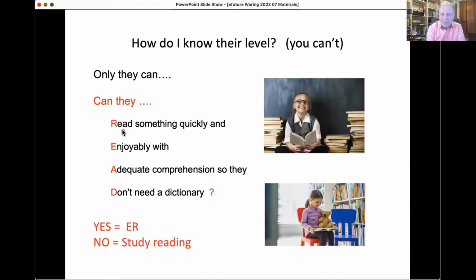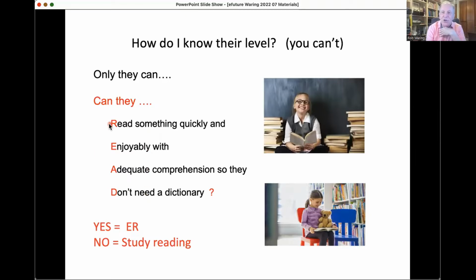That is, can they read something quickly and enjoyably with adequate comprehension so they don't need a dictionary? If the answer to that is yes, then that book is fine for extensive reading. If the answer is no, it's probably going to be study reading, which isn't a bad thing, but if they're really interested in the topic and they want to read it slowly and carefully, that's fine, no problem. But for extensive reading, which is fluency practice, we need to make sure that they read something quickly and enjoyably with adequate comprehension so they don't need a dictionary.